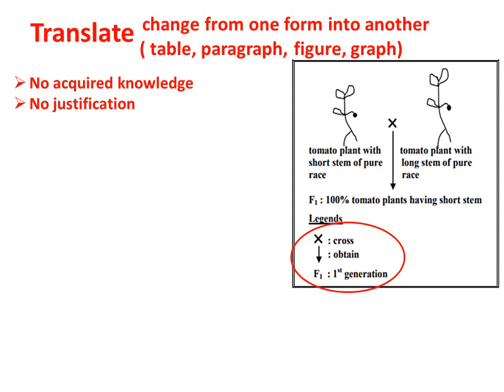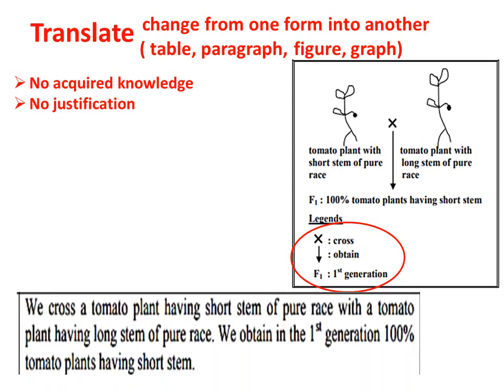F1 stands for first generation. So I'm ready. It's simple. I'm just reading the picture and changing it into a text. So I can simply start. A tomato plant with short stem of pure race is crossed with a tomato plant with long stem of pure race. This cross obtains F1 100% tomato plants having short stem. So as simple as that. Here is another way of answering it. So this is a bonus question. This question is important because it helps the student read the given.